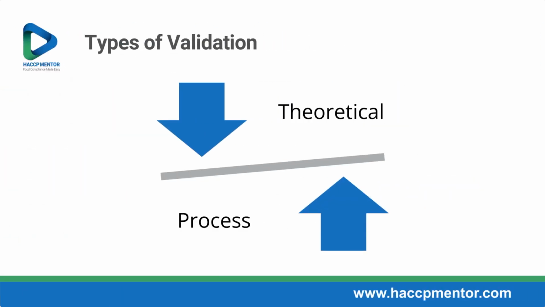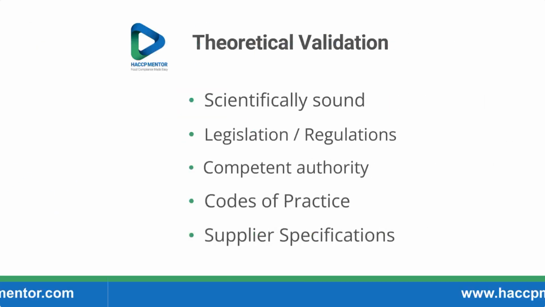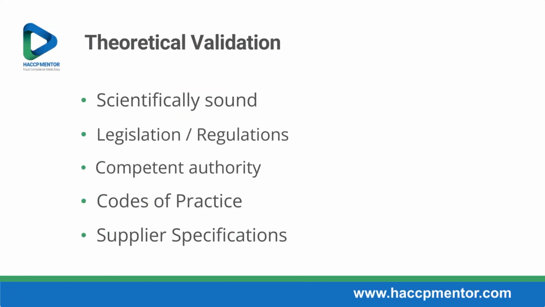Okay, so digging into validation now. We understand what validation is, and we want to go further to see what types of validation there are. There's basically two types: either theoretical validation or process validation. Your use of either is going to be dependent on what type of product you're producing and what you're trying to achieve. We will look into this when we have a look at our examples in a minute.